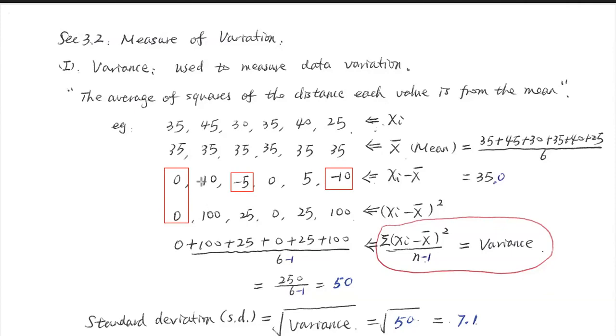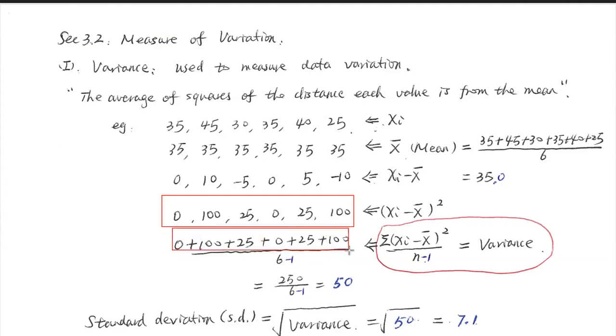0 square, still 0. 10 square, 100, right? Negative 5 square, everybody, got 25. Negative 10 square, you got 100. So now you have squared all of them, and you don't have to worry about those negative numbers. Now you add those numbers together, everybody, and then divide by, tricky part, everybody. Intuitively, we would say divided by 6 because we have 6 numbers, right?